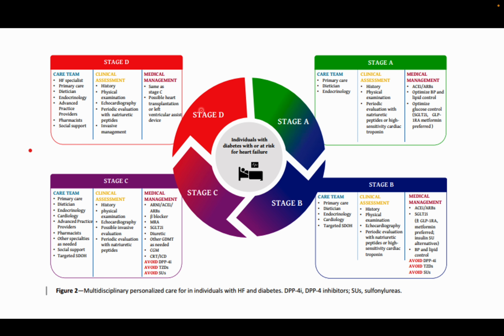Stage C is very symptomatic heart failure. You should always avoid DPP-4 inhibitors, thiazolidinediones and sulfonylureas. SGLT2 inhibitors are always the first line drug. Metformin can be added, then go for basal insulin. You can use insulin, and GLP-1 analogs can also be used for diabetes management. For heart failure management, if reduced ejection fraction is there, ACE inhibitor, ARB or ARNI should be added. A beta blocker should be added. SGLT2 inhibitors should be added. A mineralocorticoid receptor antagonist can be added. A loop diuretic can be added.